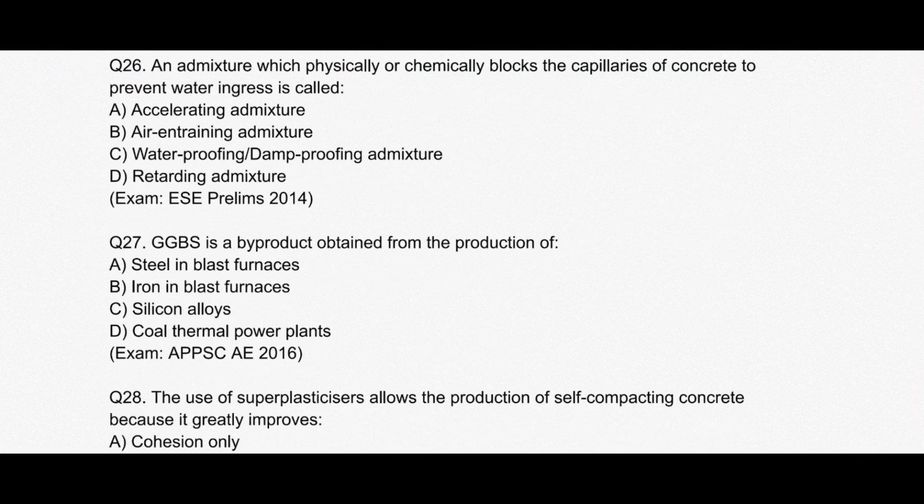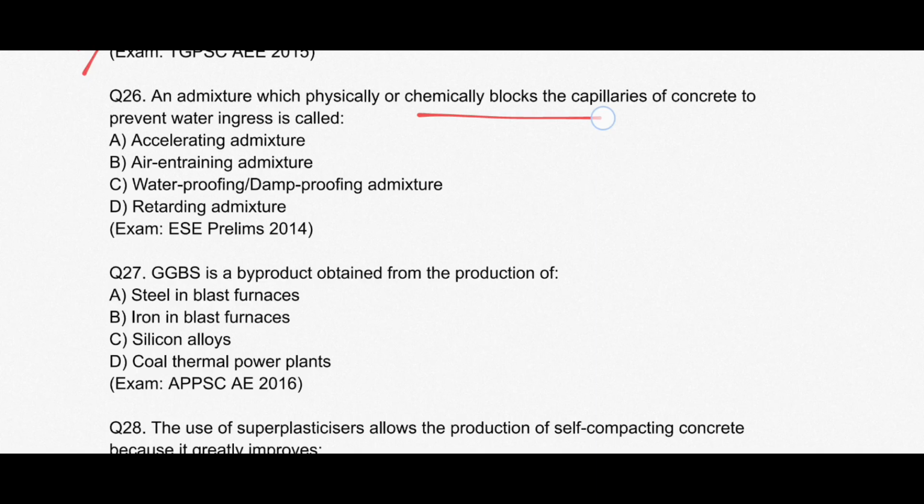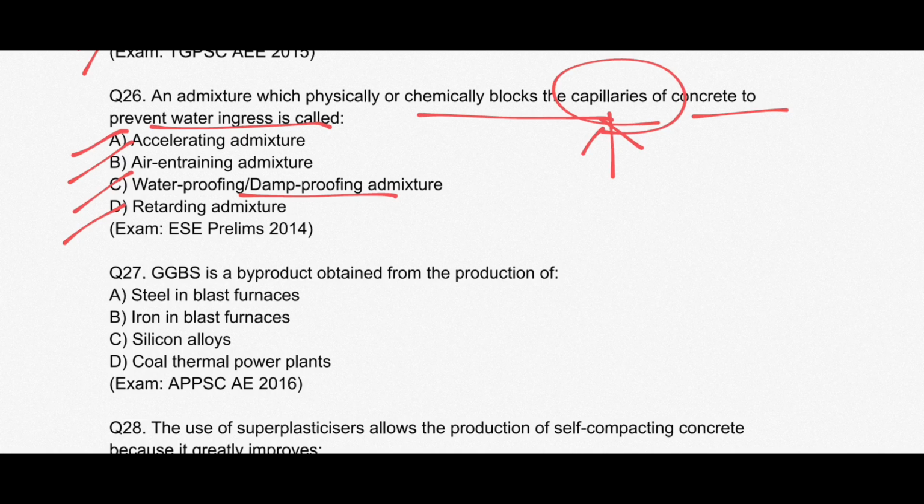26th question. An admixture which physically or chemically blocks capillaries of concrete to prevent water ingress is called: option A, accelerating admixture; option B, air-entraining admixture; option C, waterproofing or damp-proofing admixture; option D is retarding admixture. As we all know, it prevents water from the capillaries of concrete. That is the damp-proofing admixture, or waterproofing admixture. So option C is the correct answer.